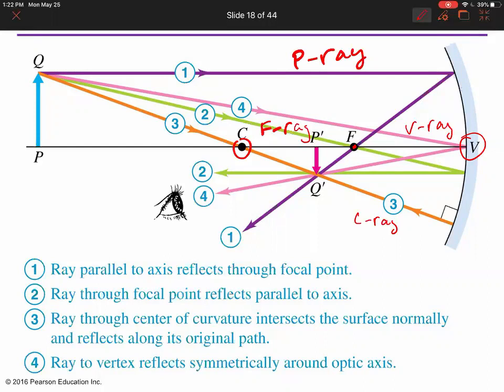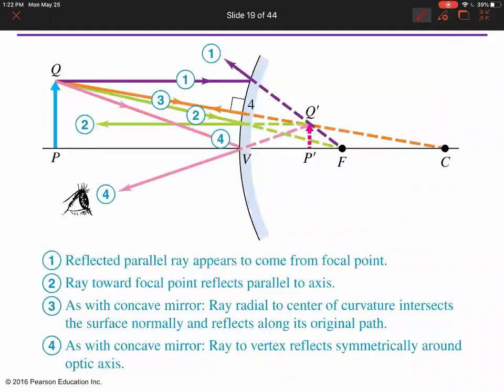You can always use at least 2 to find the position where they intersect, and the third one can verify that. Same thing with the convex mirror. This is a little bit visually difficult because lights reflect, and even the light that has to go through the focal point or the curvature has to be traced back.